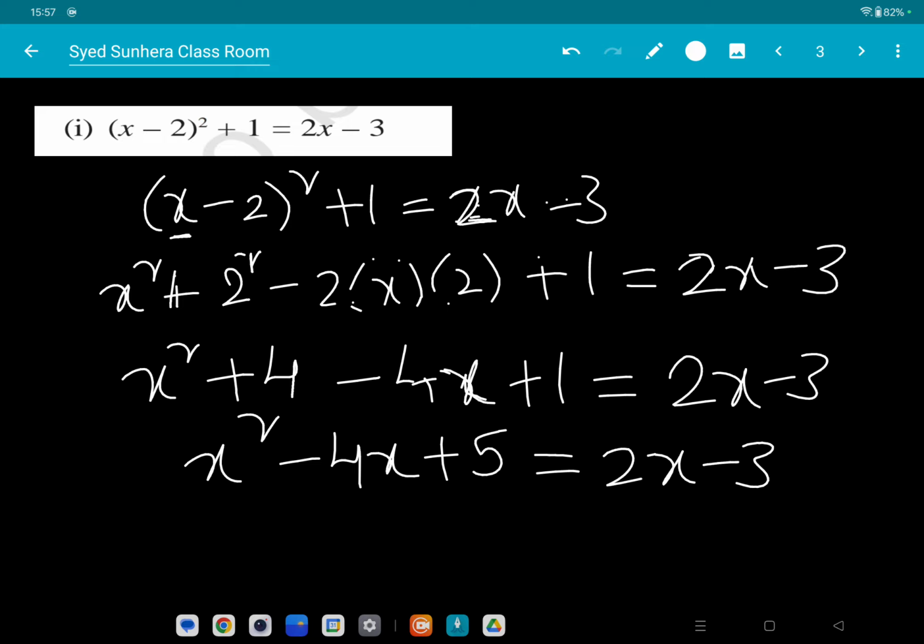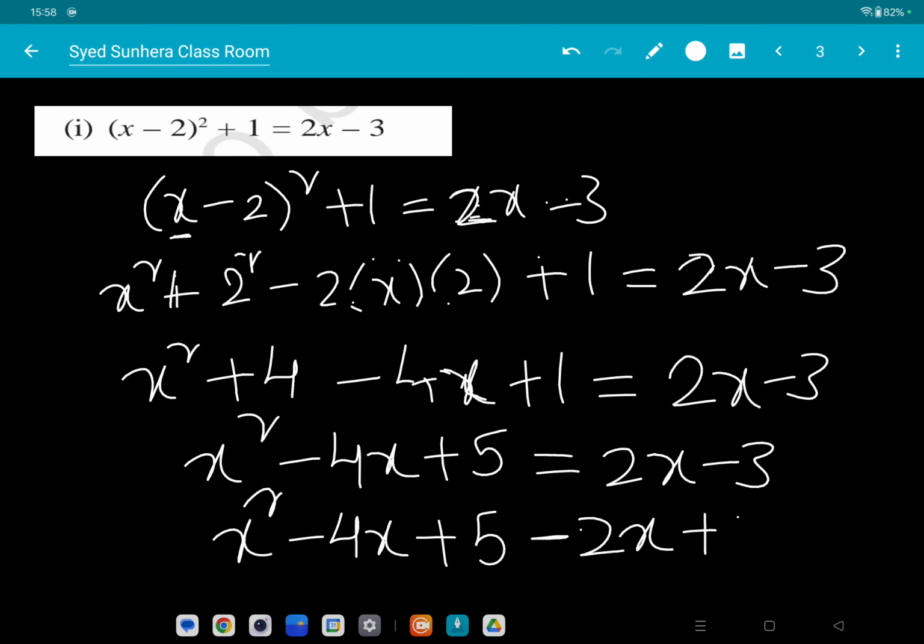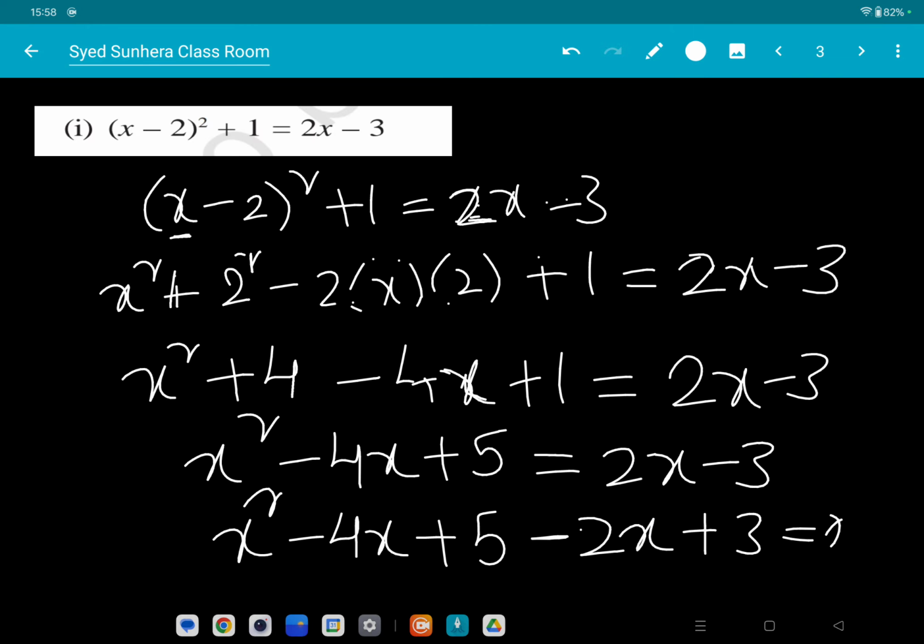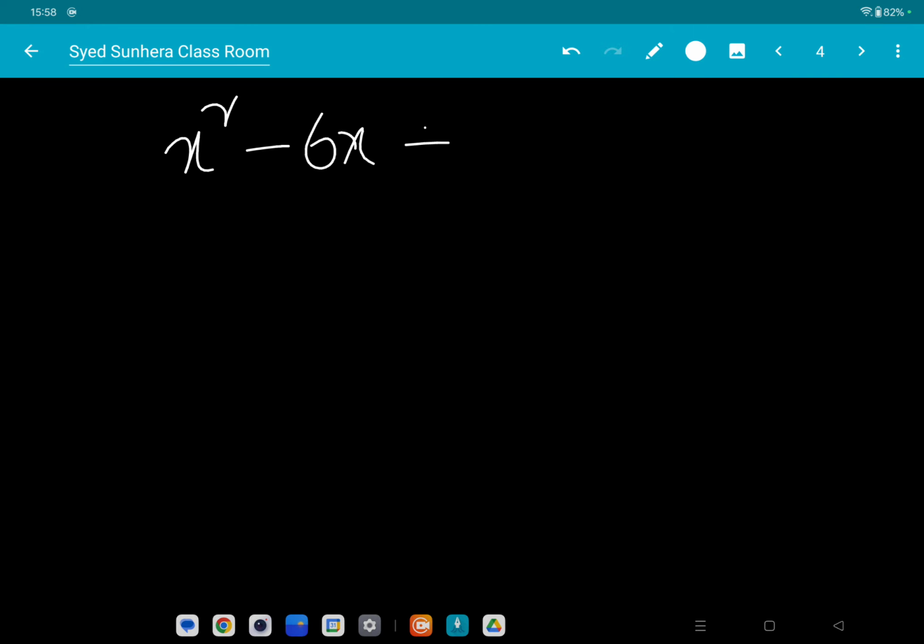Now if I solve again, x square minus 4x plus 5, if these terms come to this side, then the signs will change. So minus 2x plus 3 is equals to 0. Now x square minus 6x, what is that here? x square minus 6x plus 8 is equals to 0.